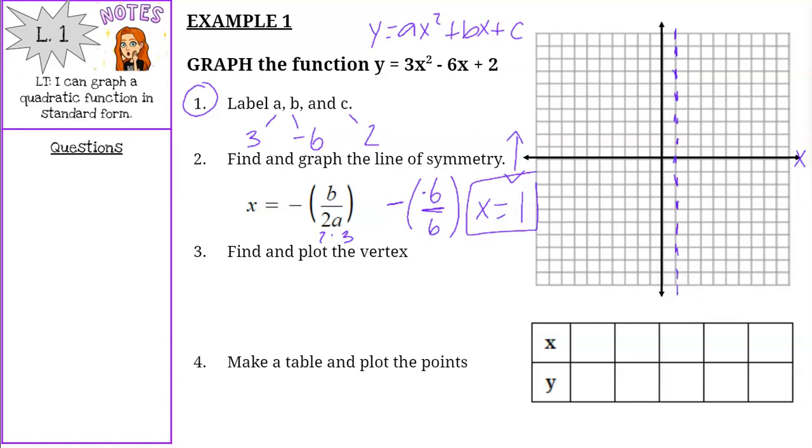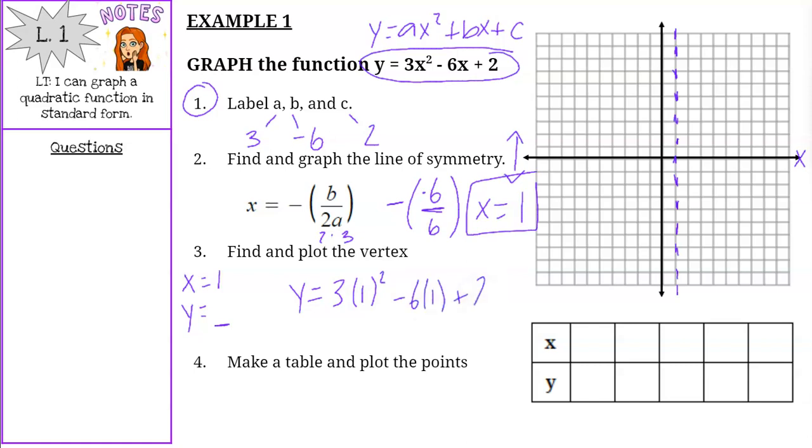Now we can find and plot the vertex. So the vertex is going to be when x equals 1, we need to know what does y equal. And how we figure that out is by plugging 1 into our original function. So we have y equals 3, instead of x, I'm going to put 1, square that, minus 6, instead of the x, I'm going to put 1, plus 2.